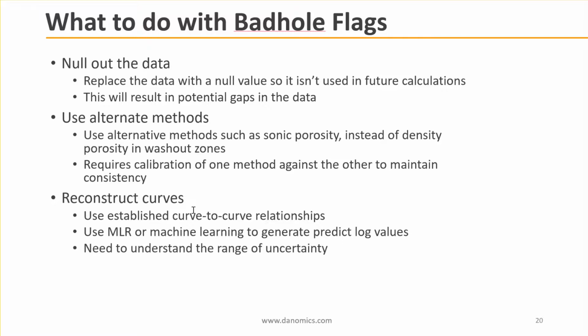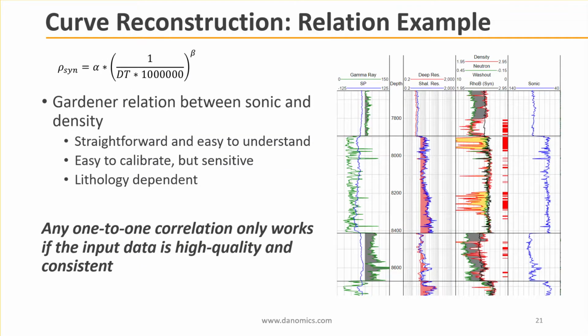Or you can take an approach like we do in Danomics, which is to try and reconstruct the curves. So essentially, you establish some relationship between curves. We do this automatically using automatically generated machine learning models like multiple linear regression and random forest. These can be quite useful for predicting log values and washouts, but you just need to understand the range of uncertainty when you're doing that.